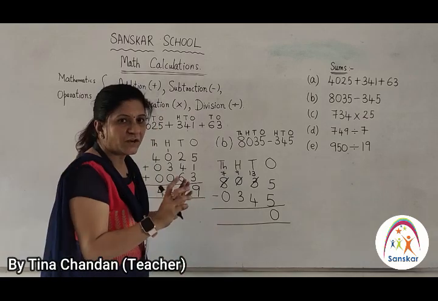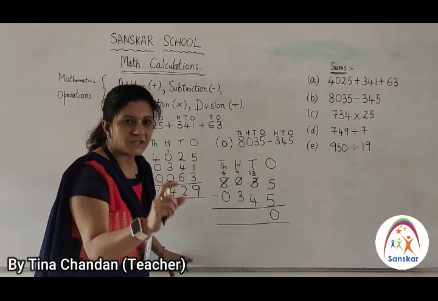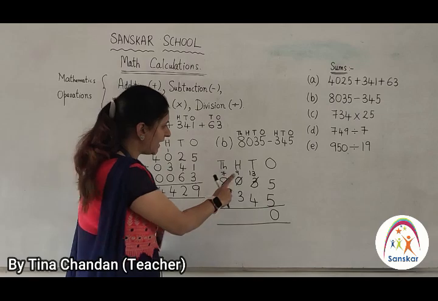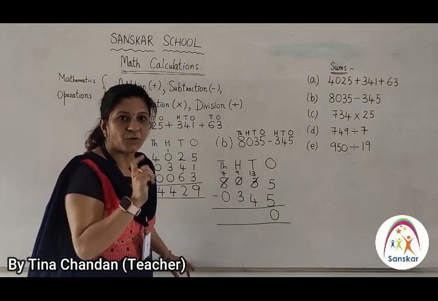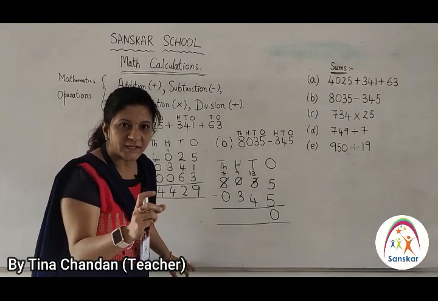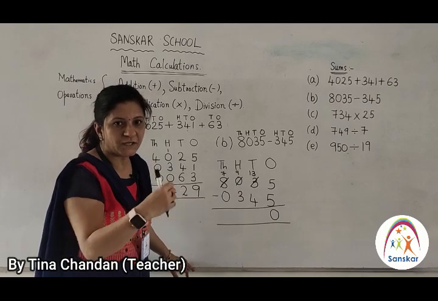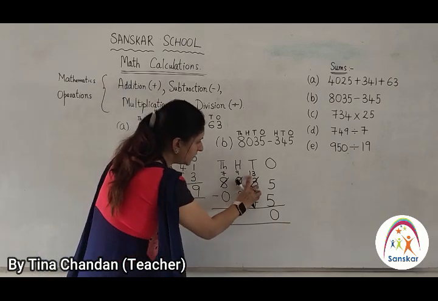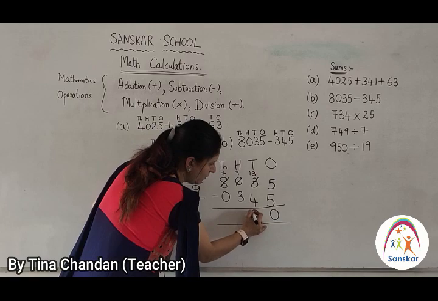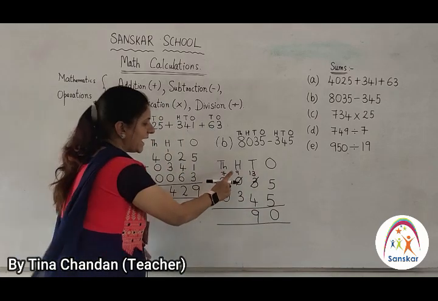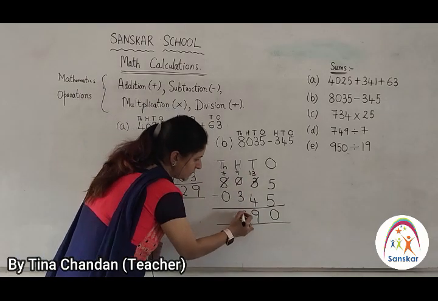Understood? In addition, we are not borrowing. We are just carry forwarding the number. While in subtraction questions, if we have a small digit, we have to borrow it from the neighbor. Now 13 minus 4 will give you 9. Okay. Then 9 minus 3 will give you 6.